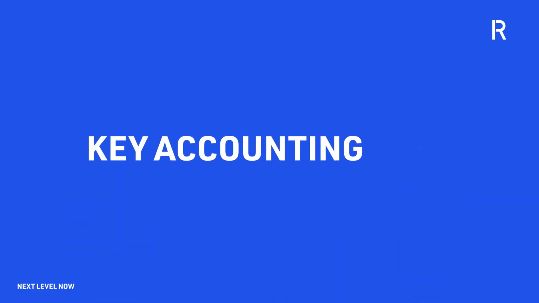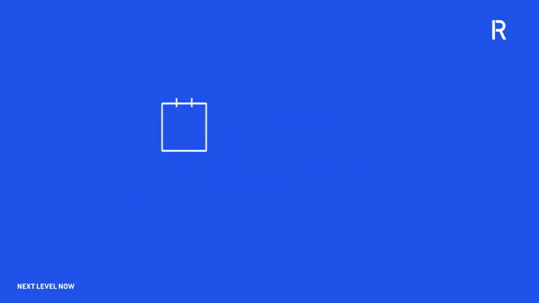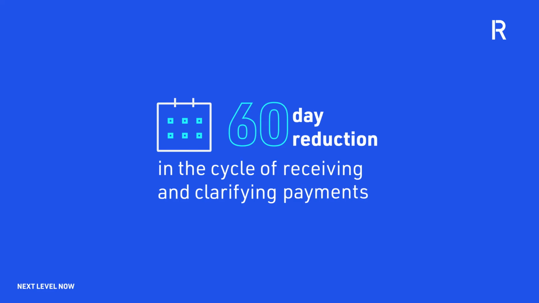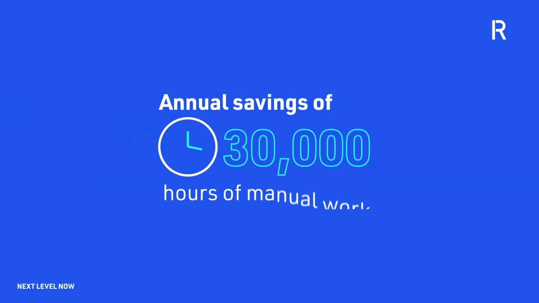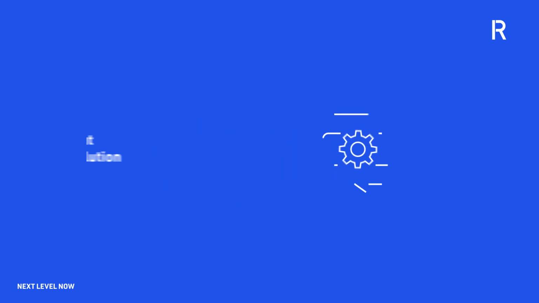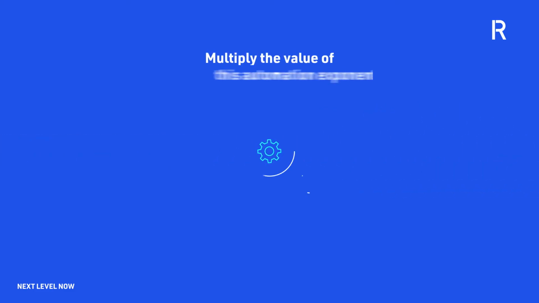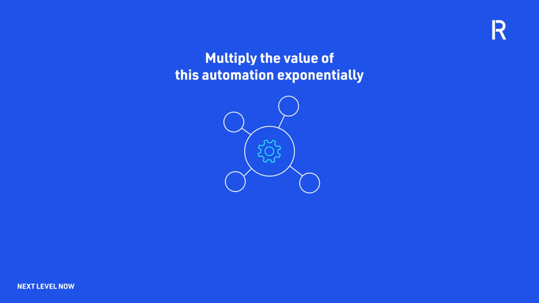The automation of this key accounting process resulted in a 60-day reduction in the cycle of receiving and clarifying payments, and annual savings of 30,000 hours of manual work. It also enabled the potential to roll out the automation solution to other customers and sites for our client, which will help multiply the value of this automation exponentially.